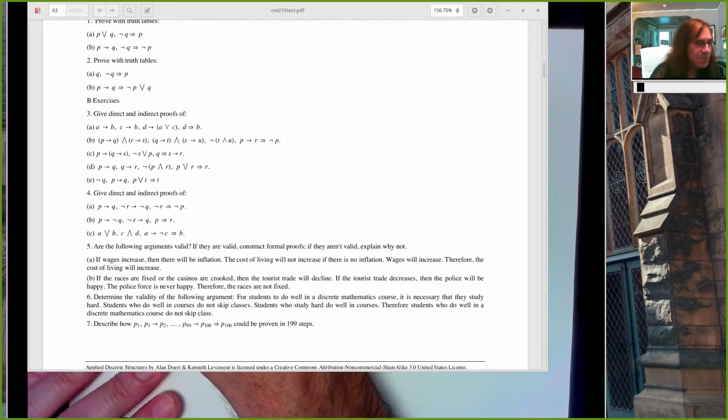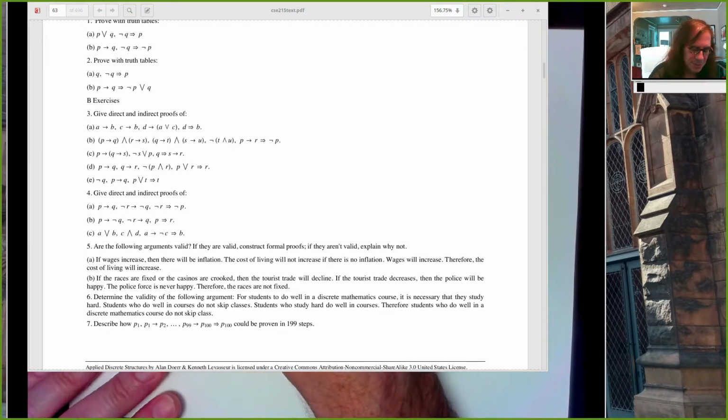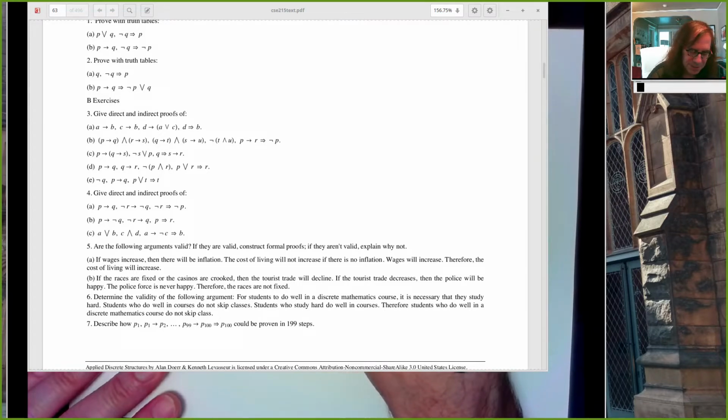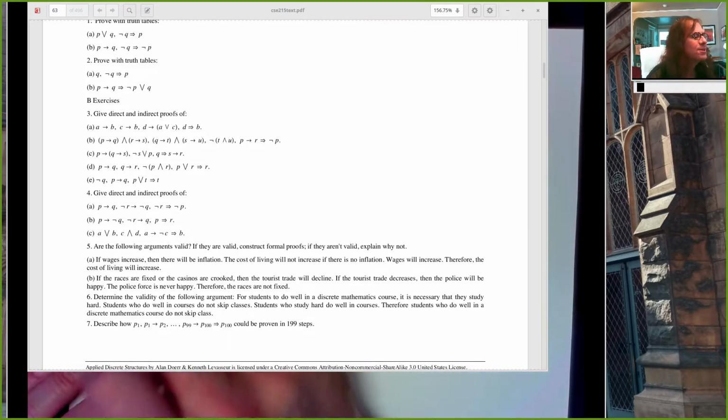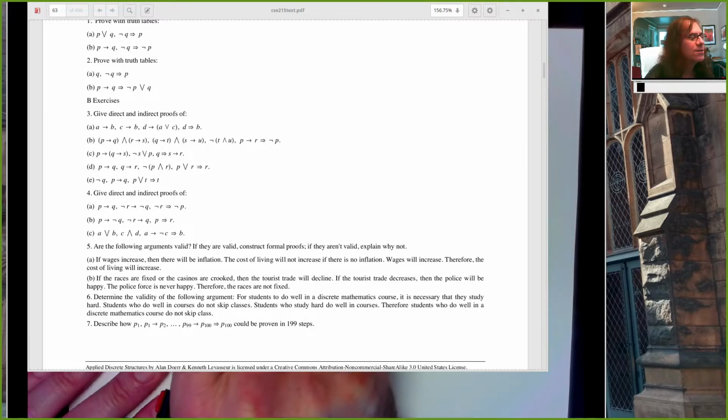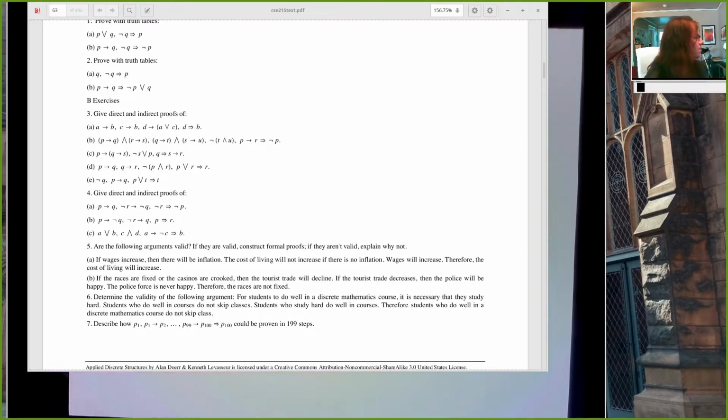So P implies Q, Q implies R, not P and R, P or R. I'm gonna get myself in trouble because I haven't done this ahead of time. P implies Q, Q implies R, not P and R, P or R, therefore R.